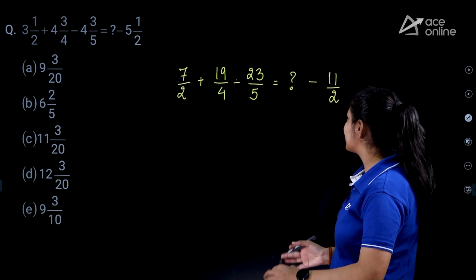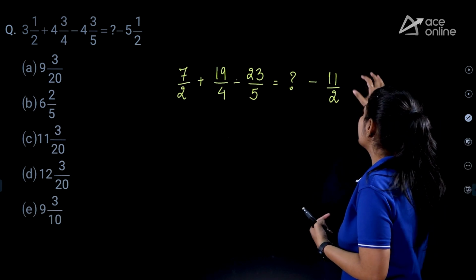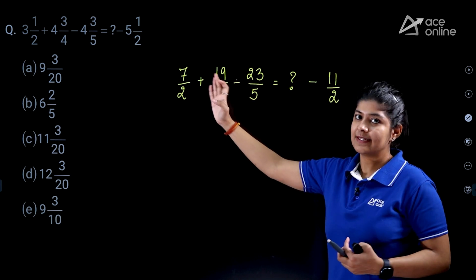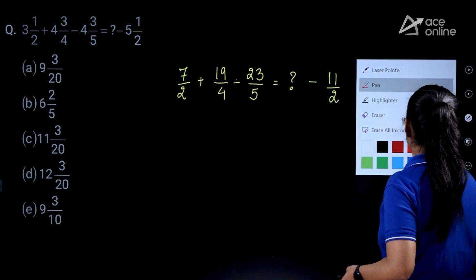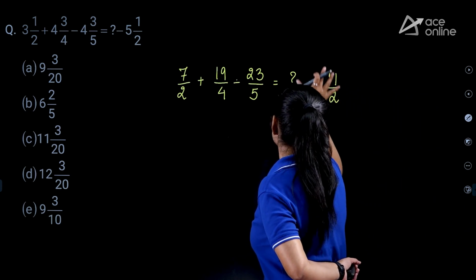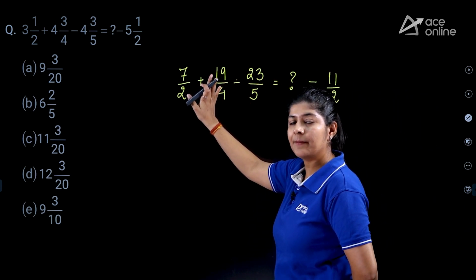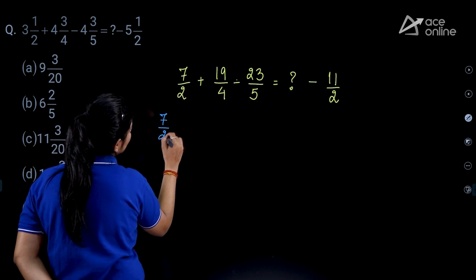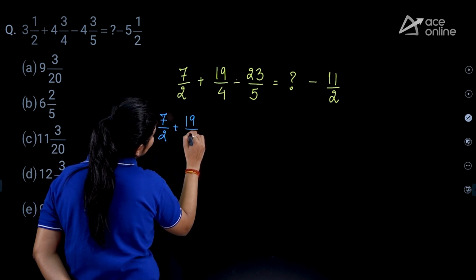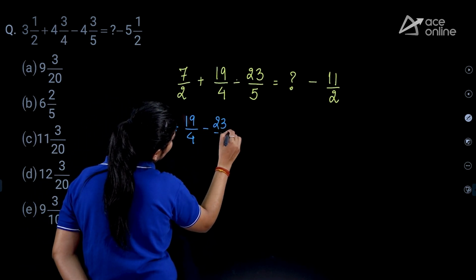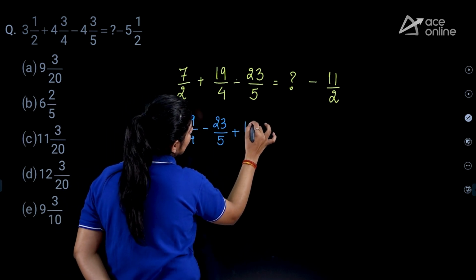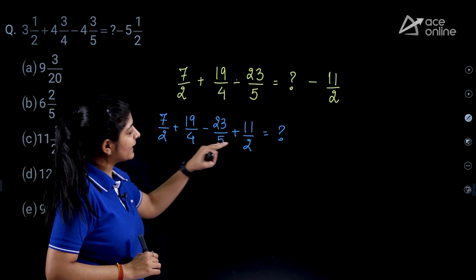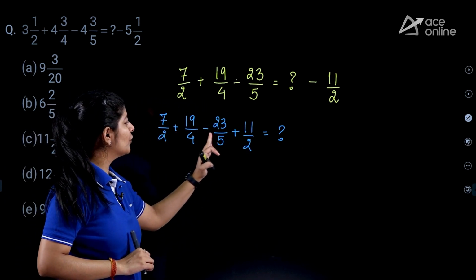Now what I have to do is basically solve all the things. So I am just going to transfer this particular term to this side so that we can directly solve all the terms that we are having, right? So when I shift this particular term to this side, it will become positive. So I can write it like 7 by 2 plus 19 by 4 minus 23 by 5 plus 11 by 2, and that is equal to this question mark, right?